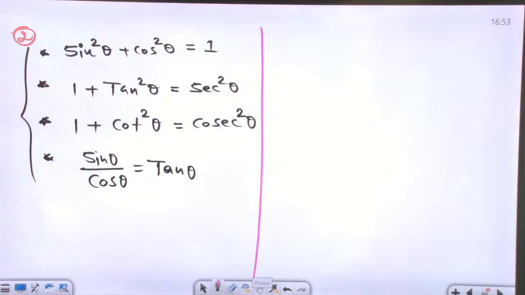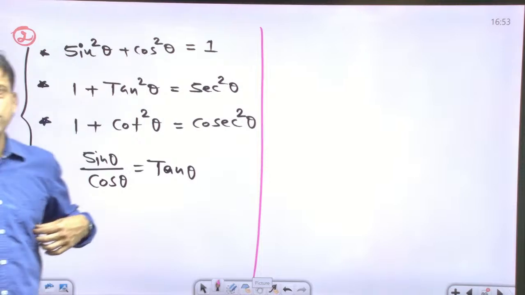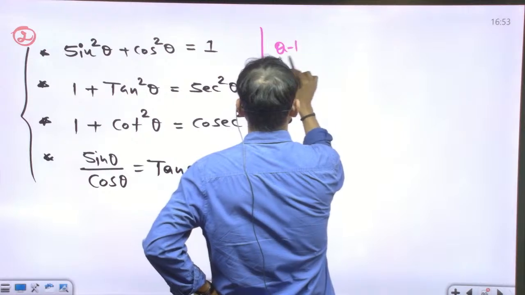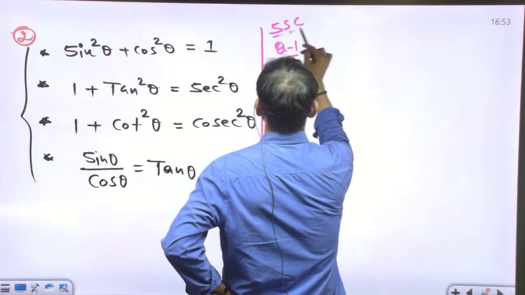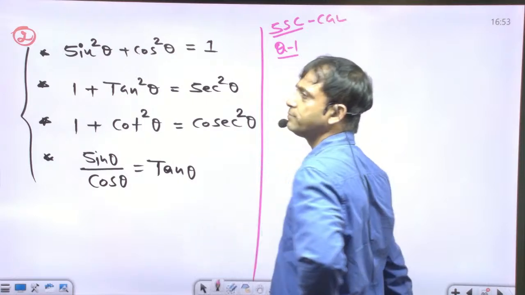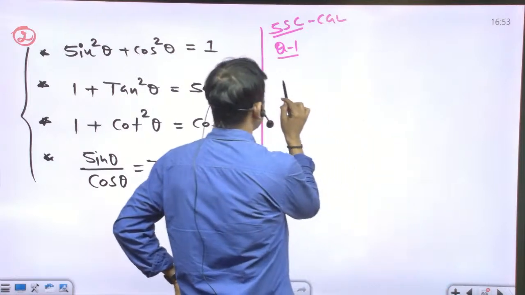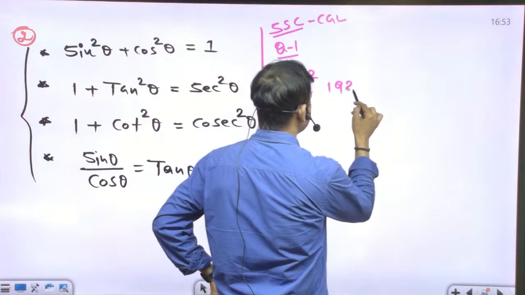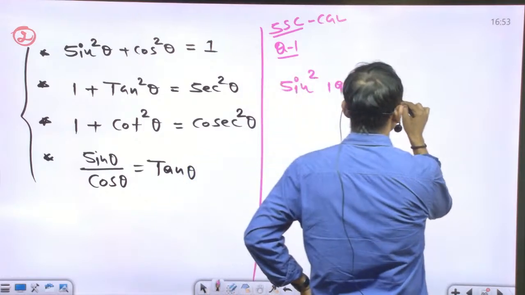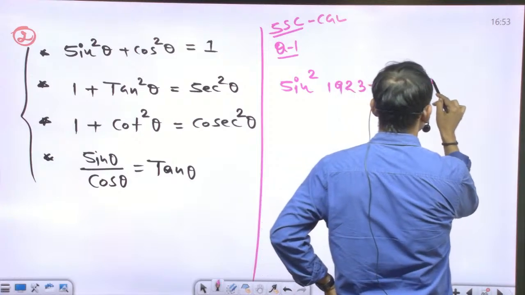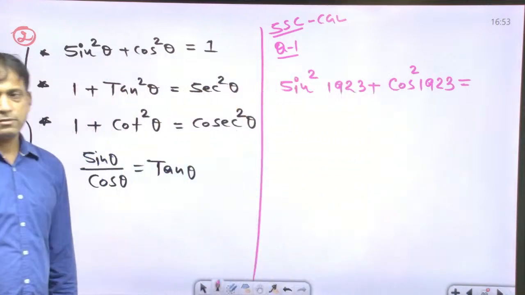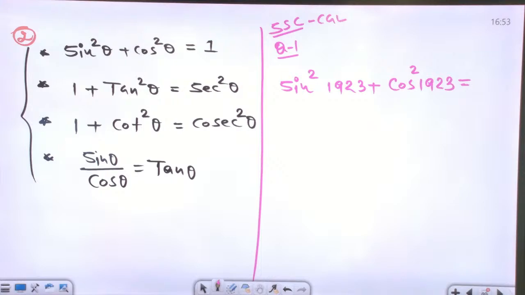One, two, three, and four. I think all is okay. Then take one question from SSC CGL. Question number one is a PYQ of SSC CGL. The question is sine square 1923 plus cos square 1923 equals. What will be the answer for this question?